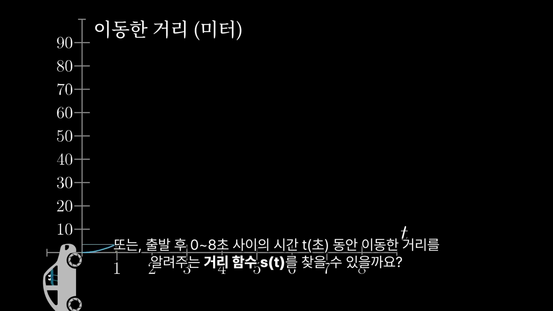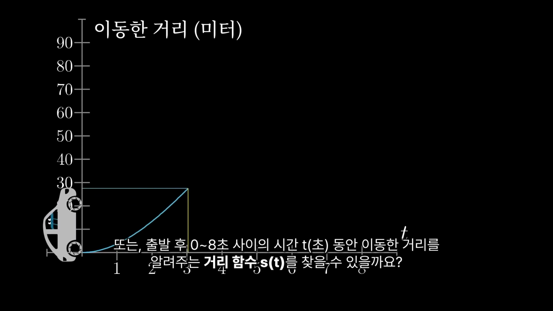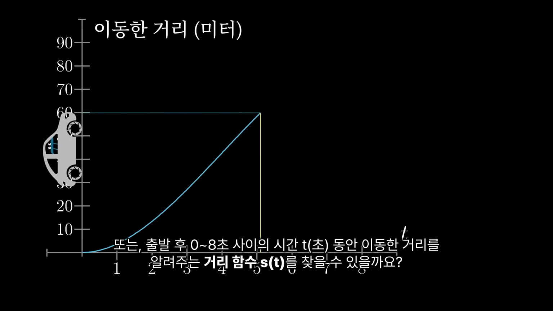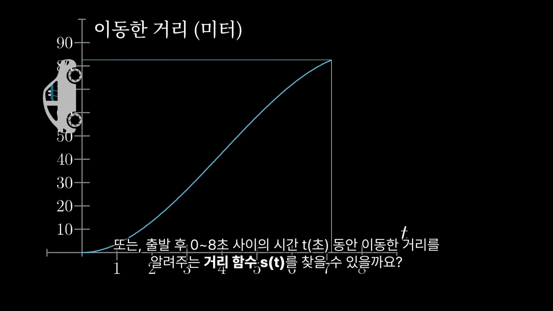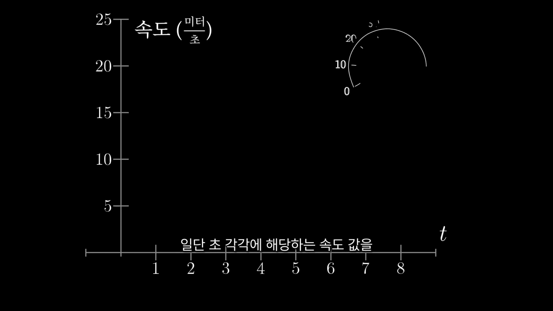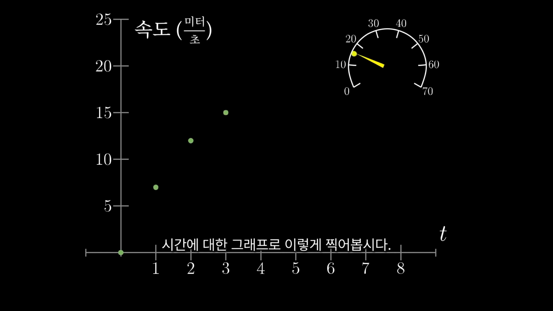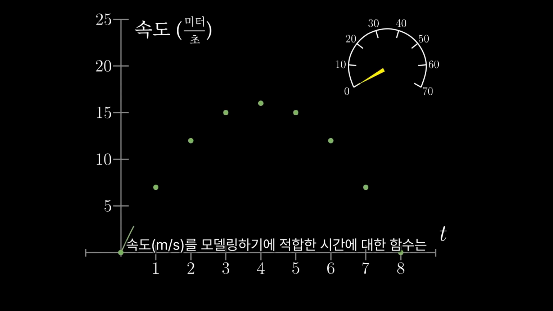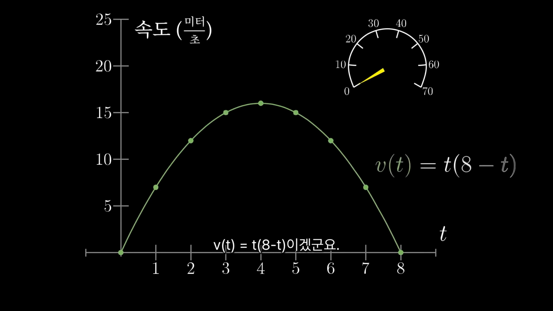Or better yet, can you find a distance function, s of t, that tells you how far you've traveled after a given amount of time, t, somewhere between 0 and 8 seconds? Let's say that you take note of the velocity at every second, and you make a plot over time that looks something like this. And maybe you find that a nice function to model that velocity over time in meters per second is v of t equals t times 8 minus t.